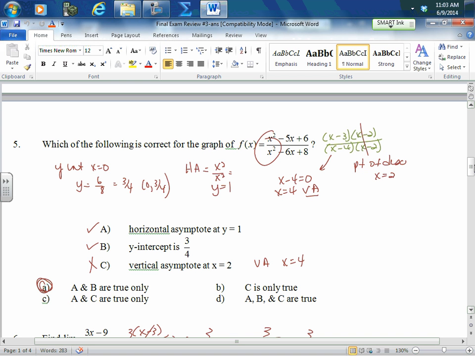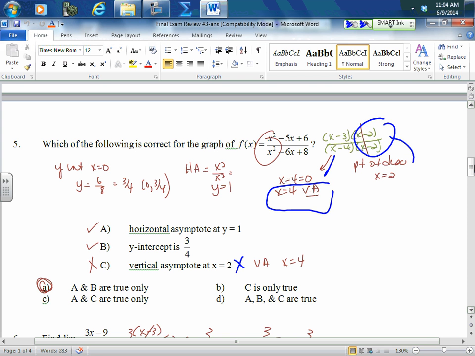I didn't give a graph of this, but I factored this, and the guy that we factor out is your point of discontinuity. Sometimes I might ask you, does it have a point of discontinuity? What is left is your vertical asymptote. So is my vertical asymptote when x is 2? Nope, my vertical asymptote was when x is 4.